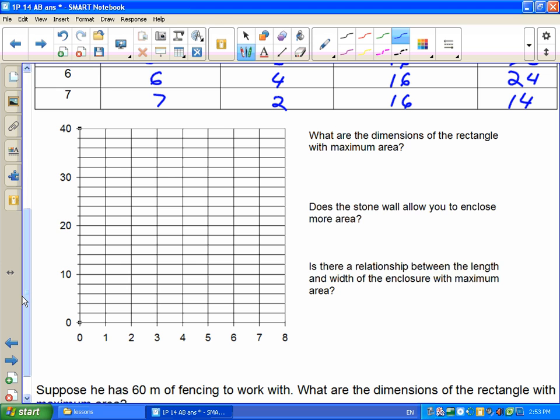So let's look at our graph here. Our width down at the bottom, our area up on the side here, and we can just plot these points. 1, 14, 2, 24, 3, 30, 4, 32, and so on, and so on. Okay? Draw a nice smooth curve through them. All right.